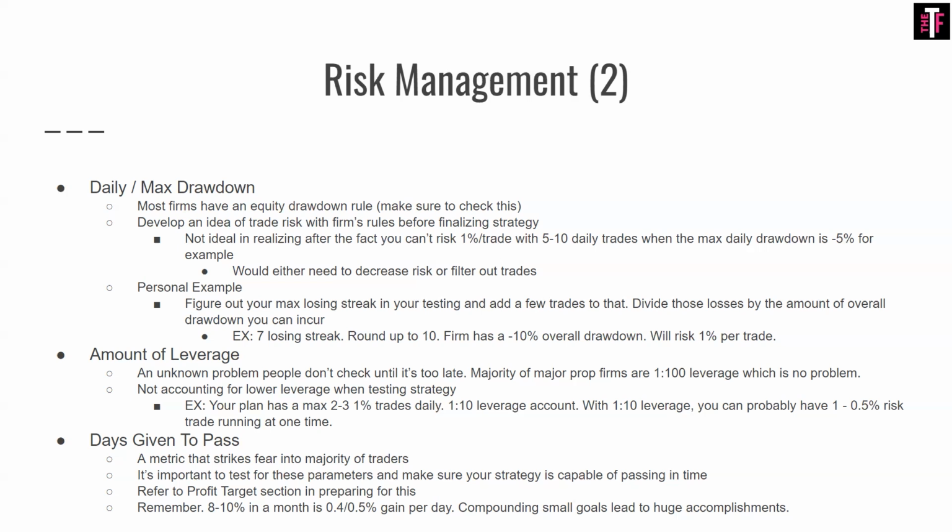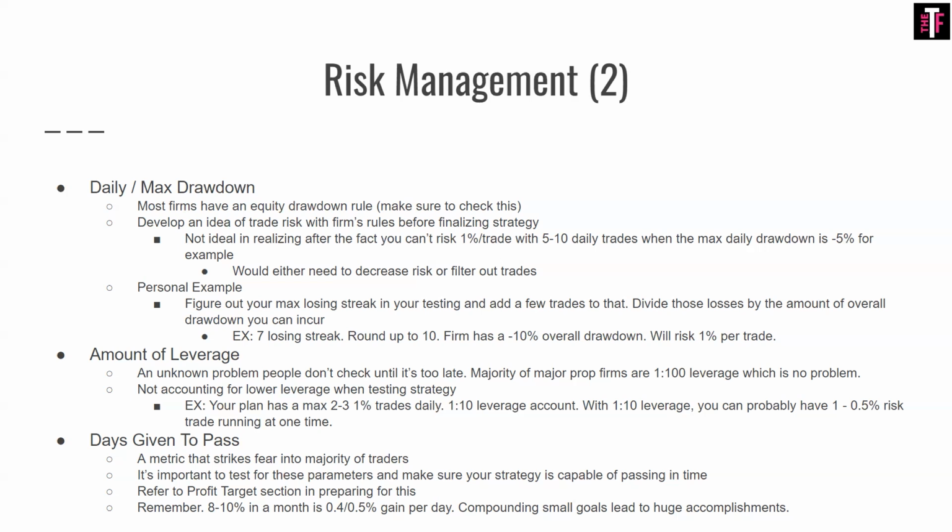For example, let's say you have a backtested strategy, you've seen 7 losses in a row, round up to 10. The firm has negative 10% overall drawdown. Well, you can risk 1% per trade, because if you lose 10 in a row right off the get-go, you lose your account, which you've never lost 10 in a row before in testing, assuming that you've done more than a month of testing, hopefully months of testing, as far back as you can go, hopefully at least 3 to 6 months. If you're on lower time frames, ideally a year, but things of that nature to account for.